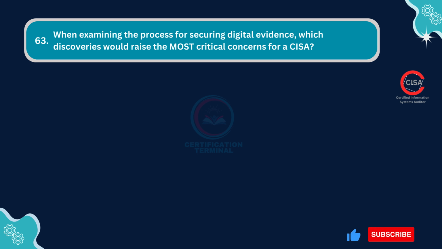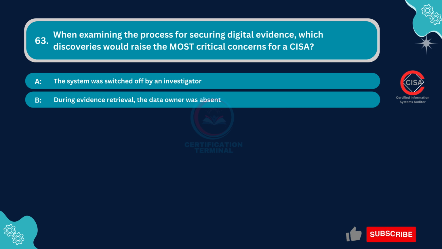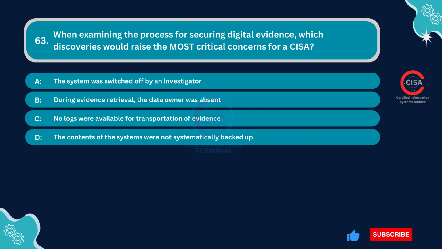Question number 63. When examining the process for securing digital evidence, which discoveries would raise the most critical concerns for a CISA? Option A, the system was switched off by an investigator. Option B, during evidence retrieval, the data owner was absent. Option C, no logs were available for transportation of evidence. Option D, the contents of the systems were not systematically backed up.